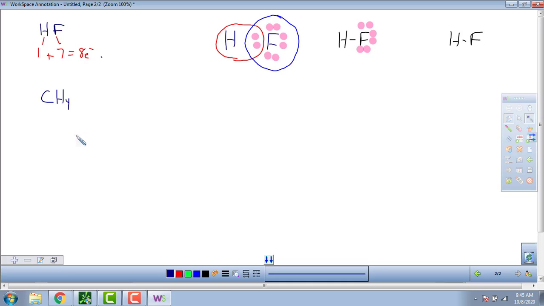Here we have methane. Again, the first thing I want to do is look to the group number. Carbon is in group 4, so it has 4 electrons. Hydrogen is in group 1, and there are 4 of them, so I'm going to have a total of 4 electrons from there.